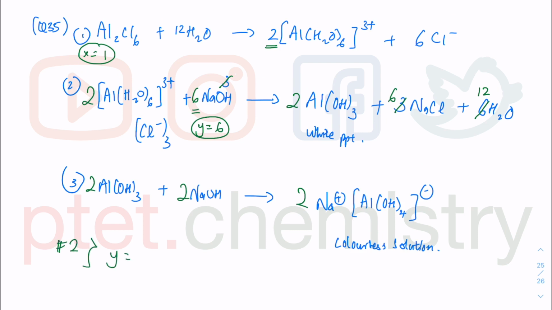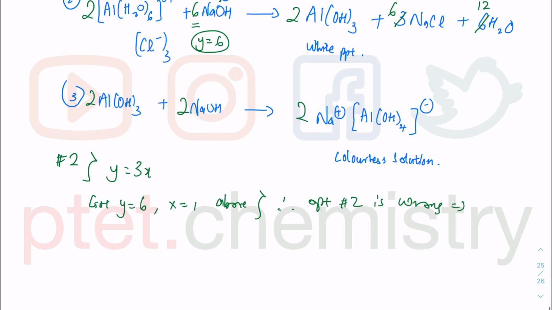Option 2 says y equals 3x. We got y is equal to 6 above and x equal to 1 above. Balance equation. Therefore, option 2 is wrong. If option 2 is wrong, there can only be one correct answer, which is only D is correct. Only 1 is correct by logic. Okay, and therefore your only answer here must be D.